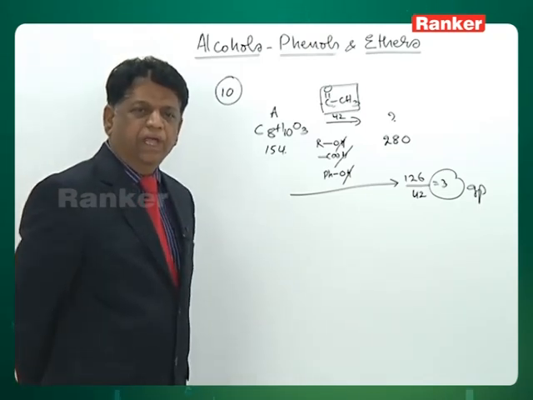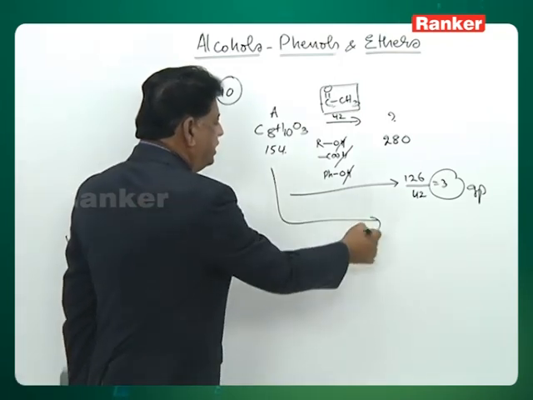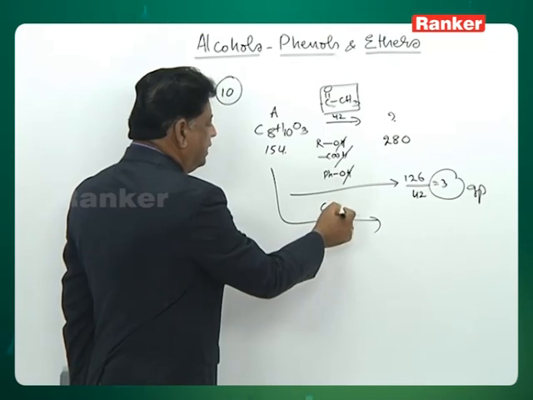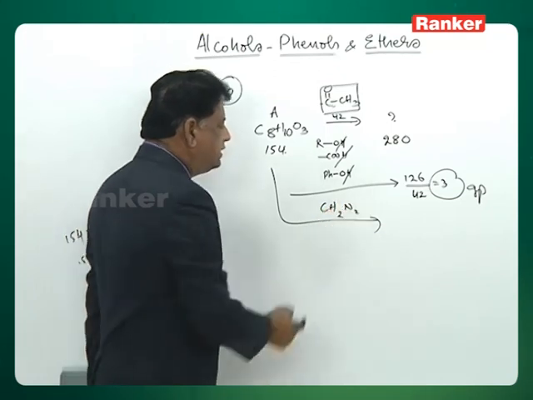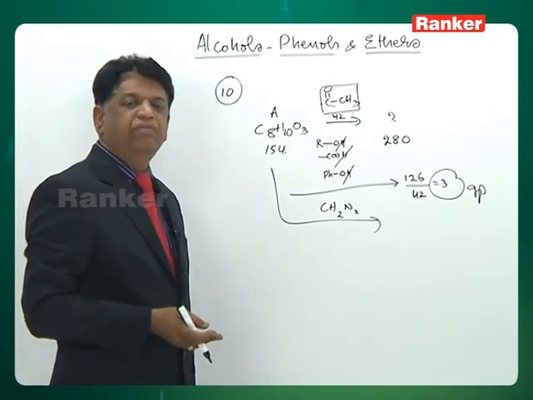The treatment of diazomethane gives a methyl ester. The same compound treated with diazomethane, which is CH2N2, a gaseous compound, converts the carboxylic acids as well as the phenols.